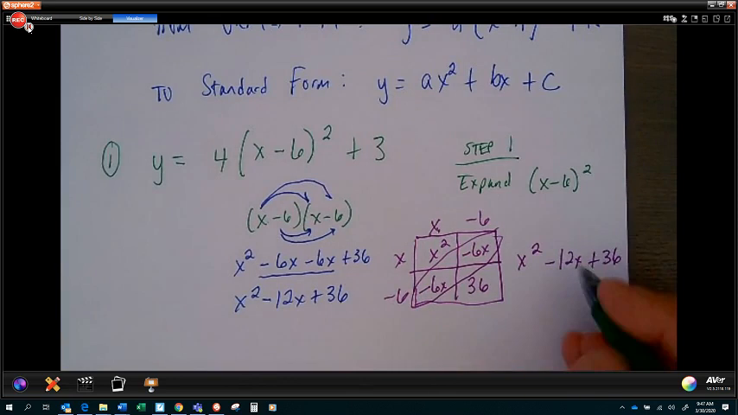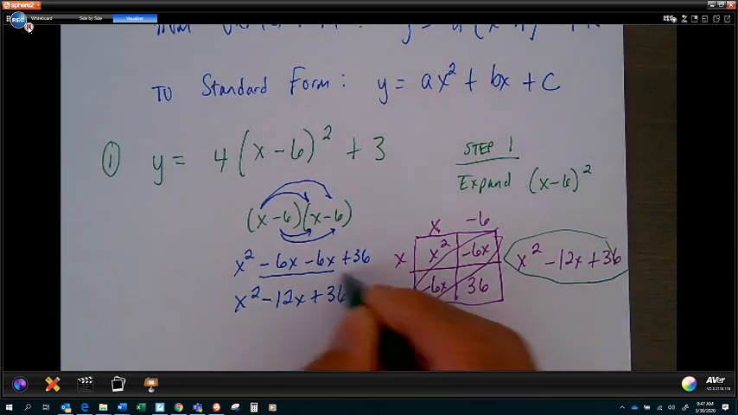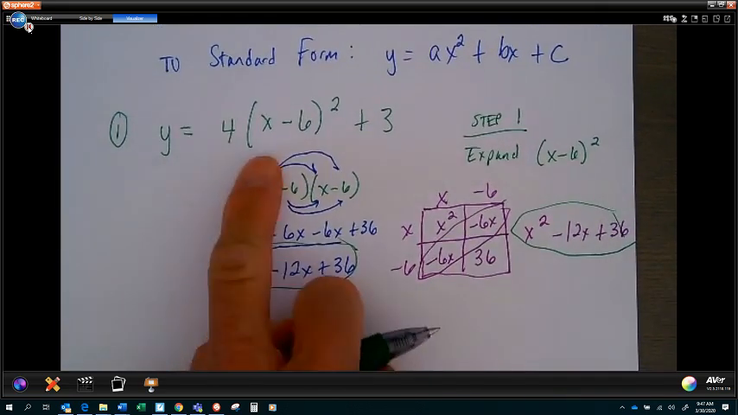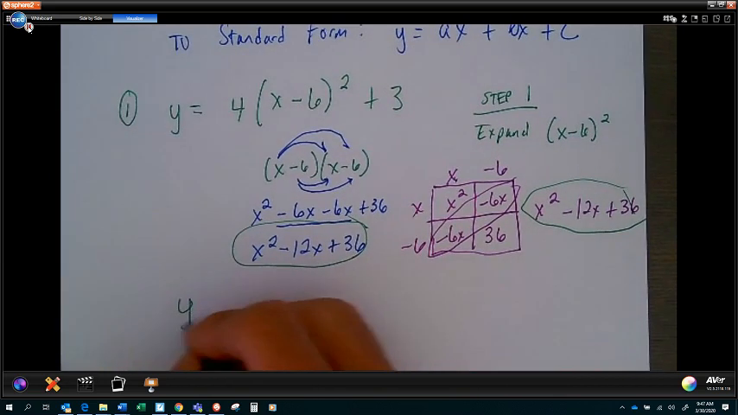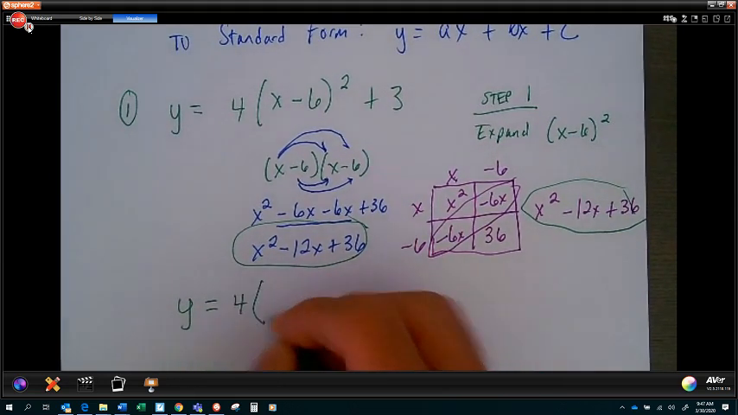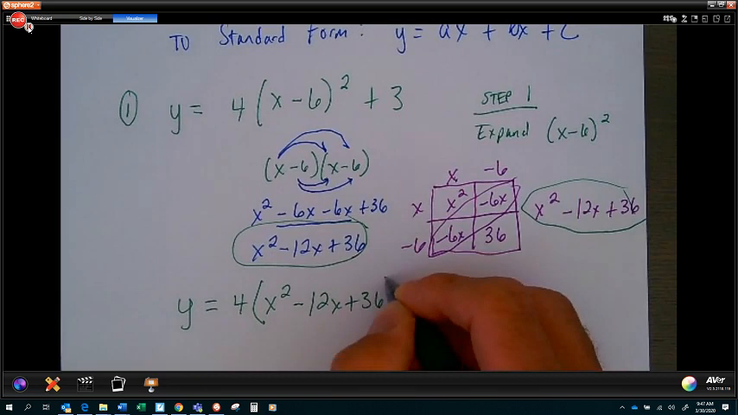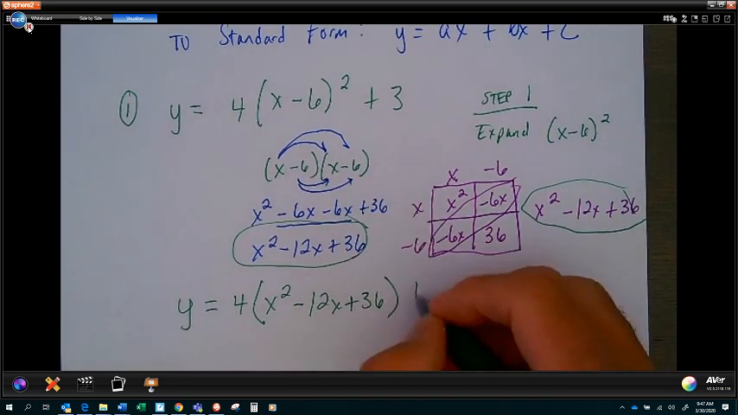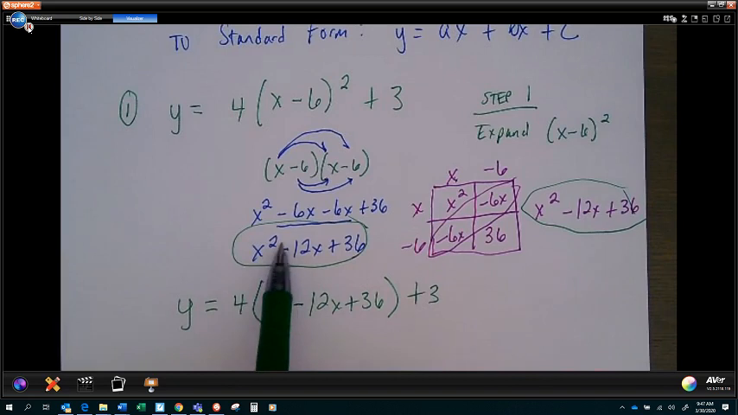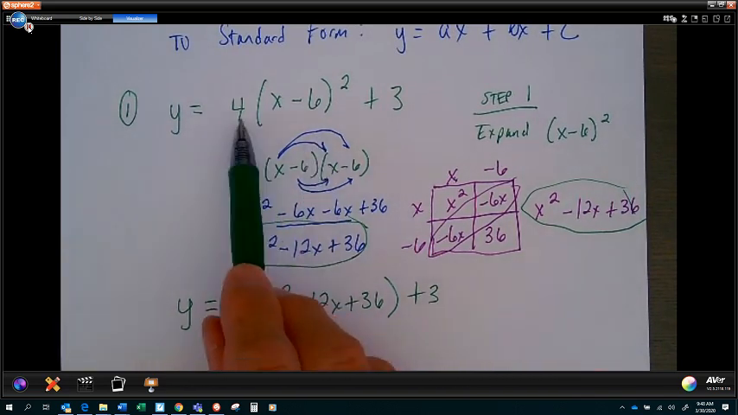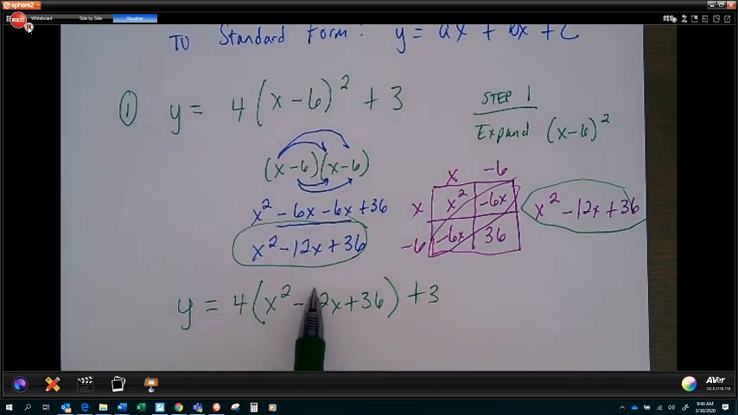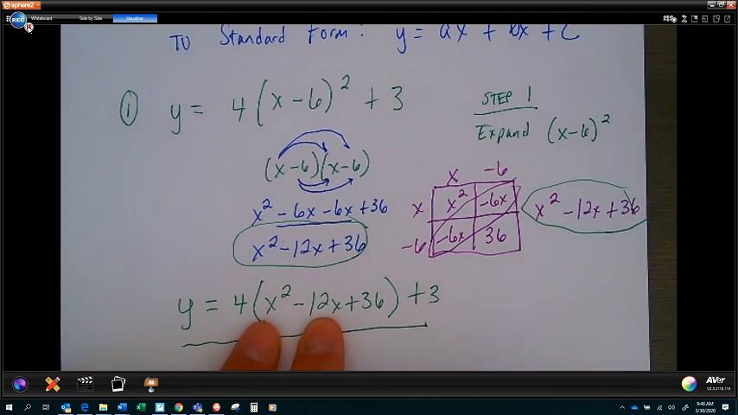Once we have that, we substitute these same answers back into our equation. Y equals 4 times, now I have this expanded out, x squared minus 12x plus 36, plus 3. So all I did was take this value and plug it in here. We still have our 4 straight down here. This now has been expanded out and my 3 comes down. So now I'm back to my original equation with only this part expanded out.